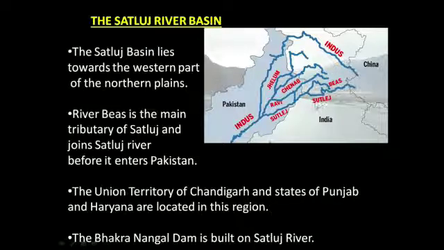You can see here the Satluj River, it is in India. River Beas, its tributary, joins the river Satluj before it enters Pakistan. The Union Territory of Chandigarh and the states of Punjab and Haryana are located in this region. The Bhakra Nangal Dam is built on the Satluj River.